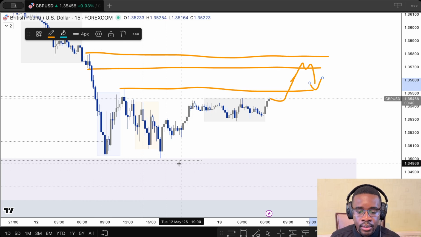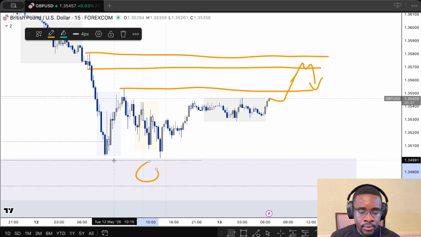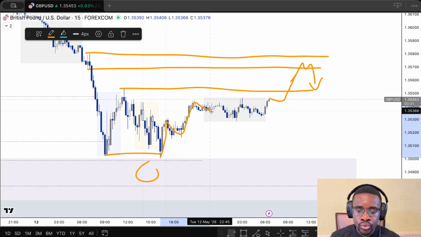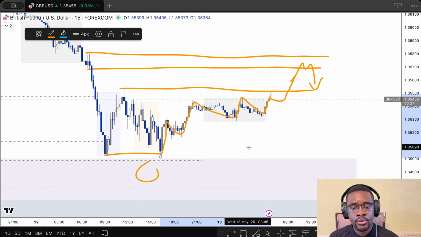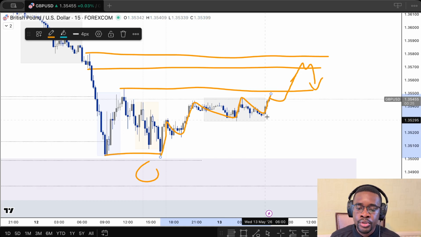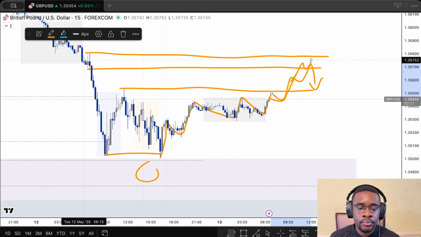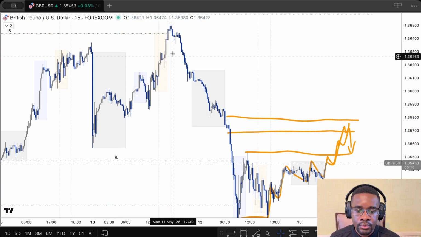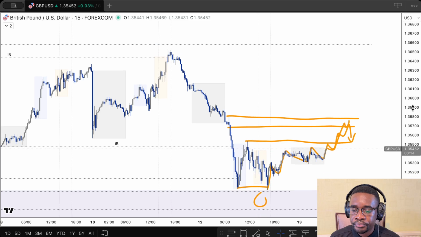On the flip side, we've kind of reached this 4-hour demand, and then we've swept this low. Okay, and then price is now starting to make higher highs, so price could still continue making higher highs, maybe into this area, or even continue all the way to the top.